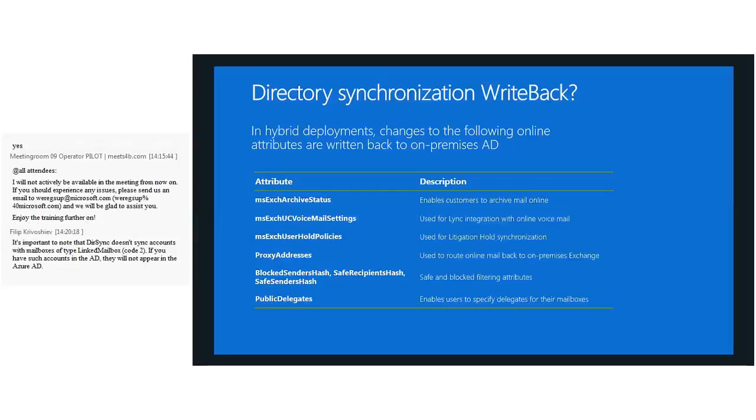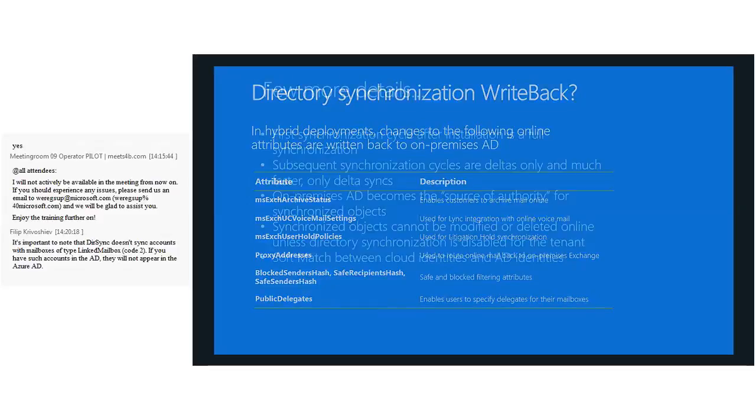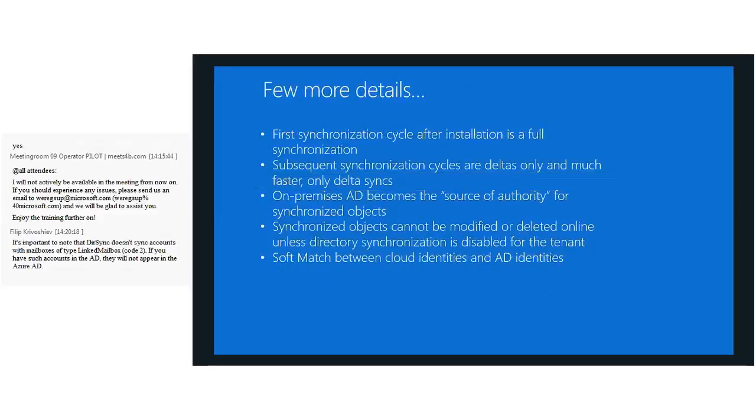These attributes are only synchronized from Azure AD to Active Directory, not other attributes, so only these. And if you see these attributes, these are mainly used exactly for communication between different Exchange instances. Okay, and a few more details before we are over with Azure AD Connect.